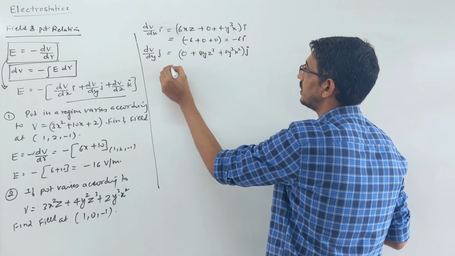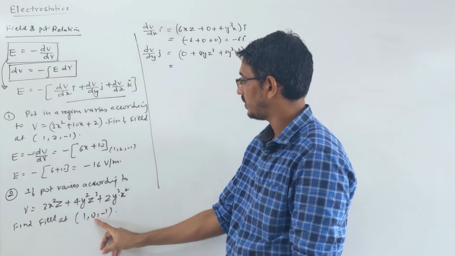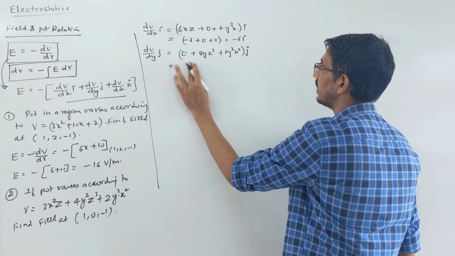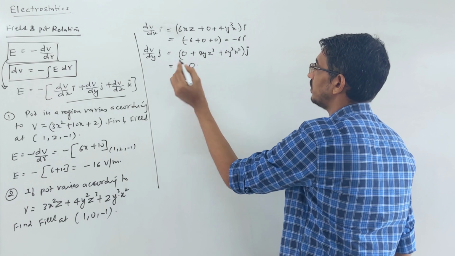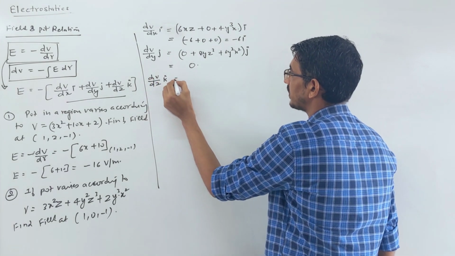Let's put coordinates. So this term, y is given 0. Here also y is given 0. So this all is coming 0, right now. So what is the answer here? Simply 0. Okay. Let's differentiate in the z direction, okay? k direction.